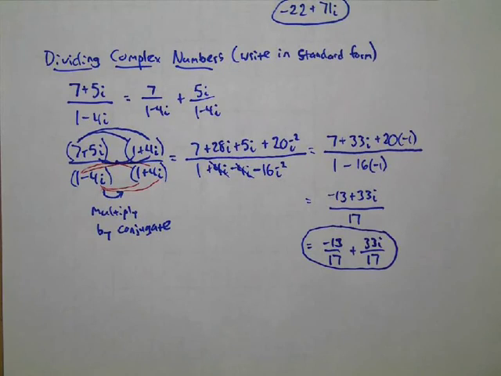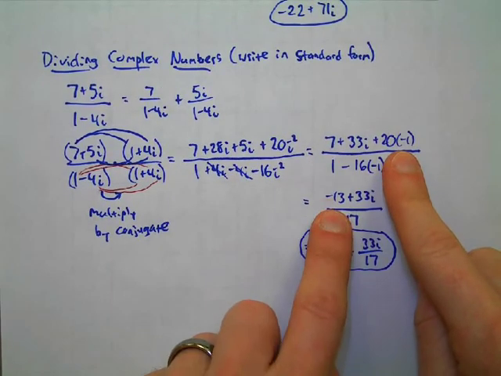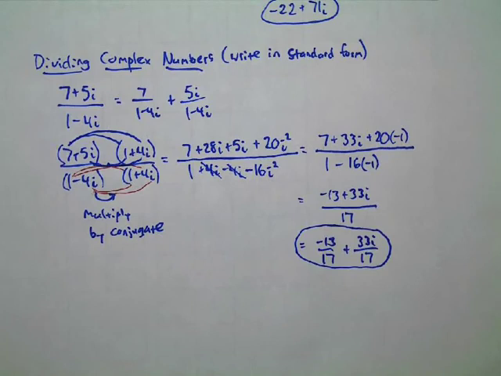Question? Yep. Where did the 20 go? The 7 and then negative 20 together made that negative 13. Okay. Yeah. Any other questions? No. Okay.